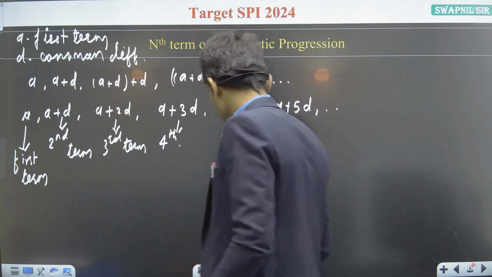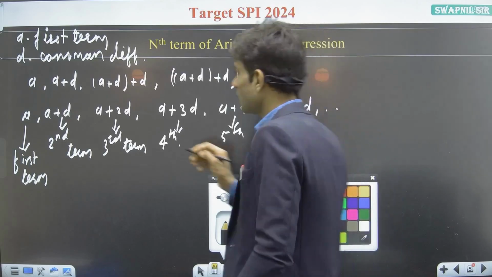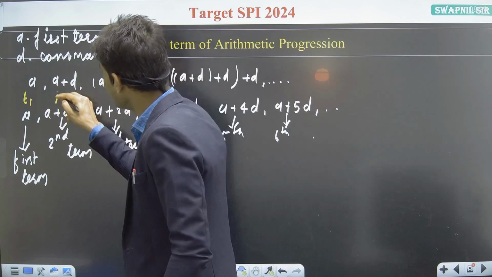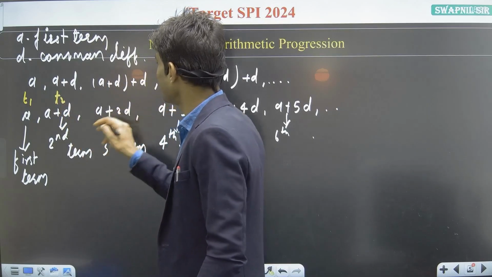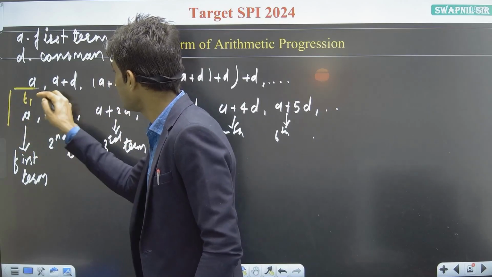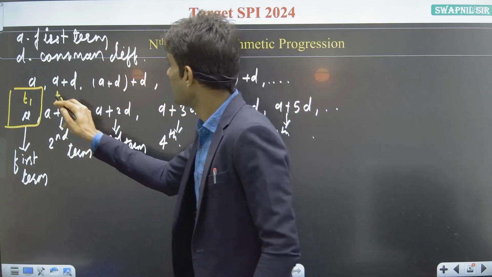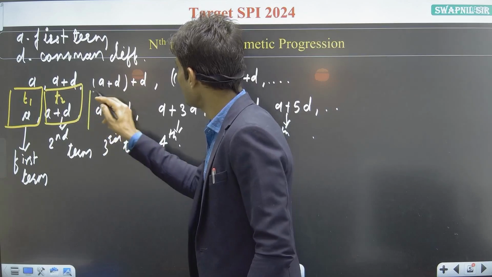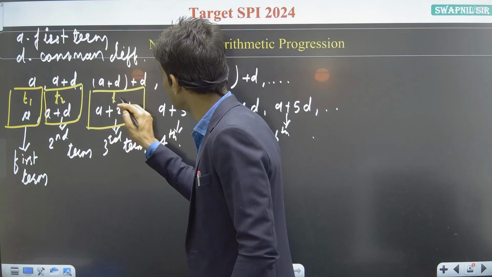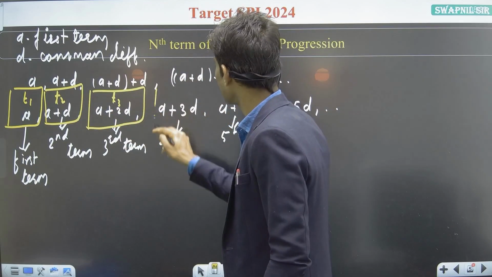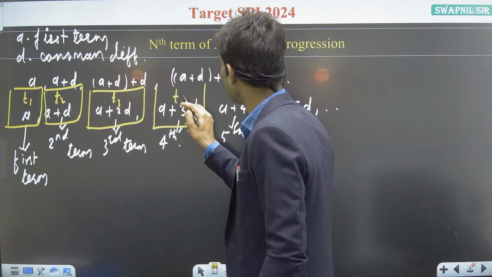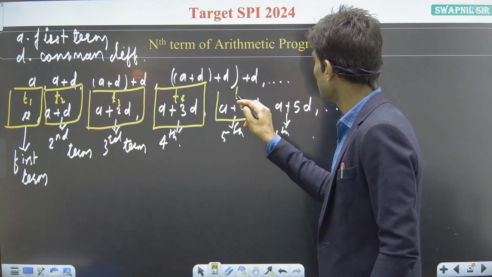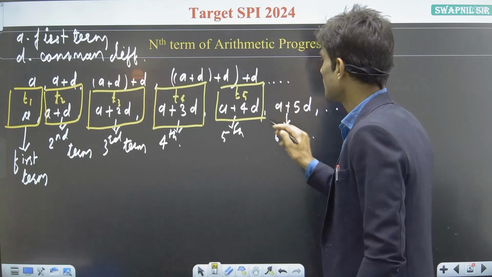Now see that. Let me change the color here. We can see T1 as the first term, T2 here a plus d as the second term. So this one is our first term here. T1 is equal to a. Again T2 is equal to a plus d, the second term. Again we consider T3 as the third term. Again we consider T4 as the fourth term. Again we take T5 as the fifth term, and so on.